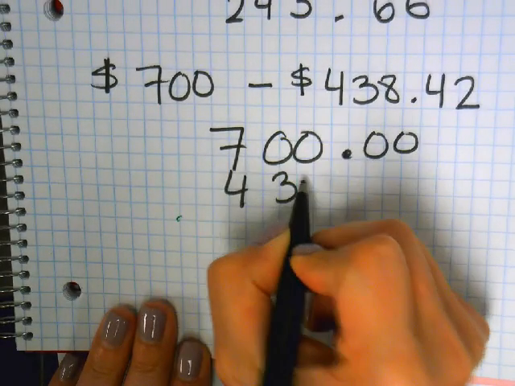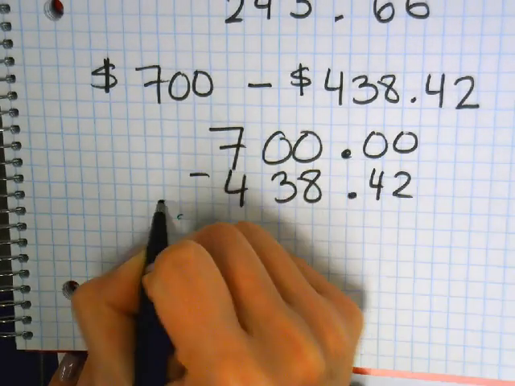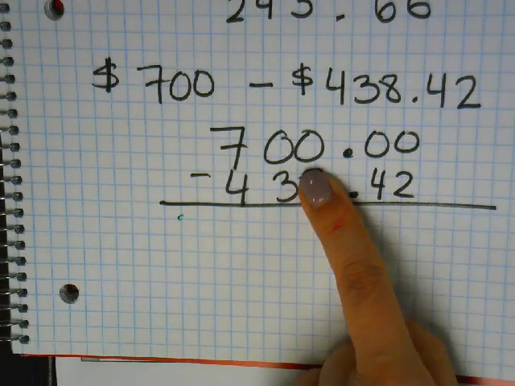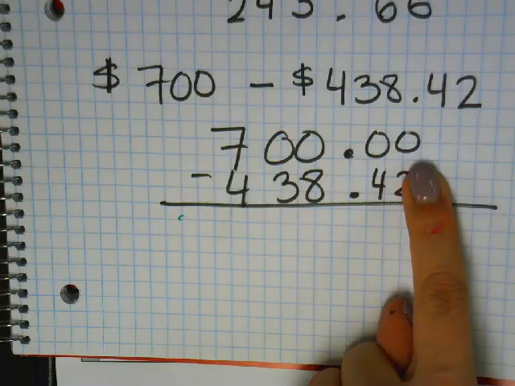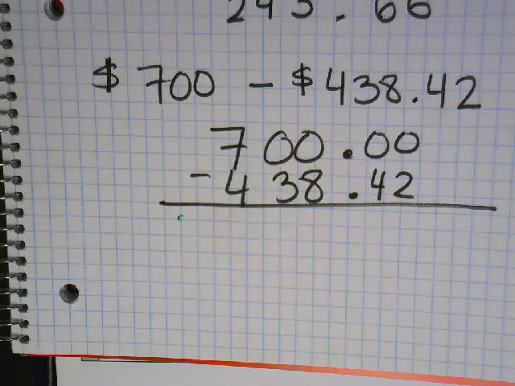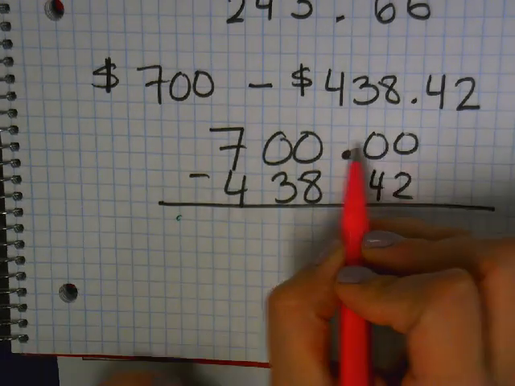A 3? Is that good? All right. So the 700, add the decimal and 2 zeros. Then you line up your decimals. And we're going to borrow again. So, borrow, borrow, borrow, borrow.